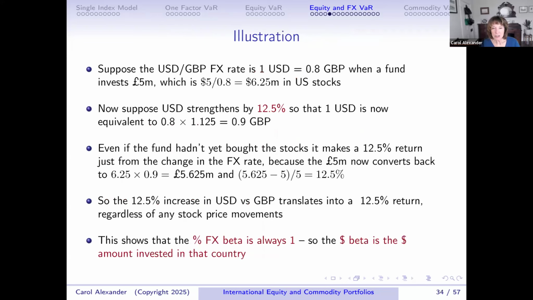Here's a numerical illustration of why the percentage beta is always 1, and the dollar beta is the dollar amount invested in that country. And here I'm thinking about a dollar investor.